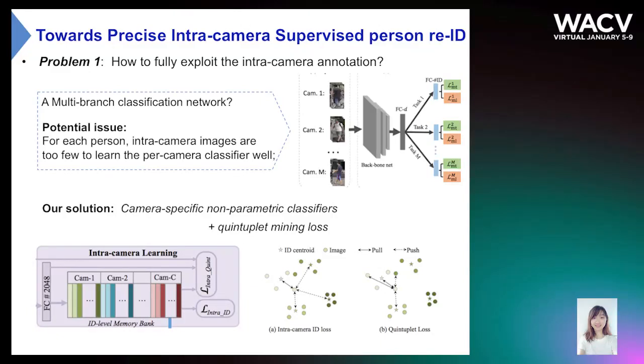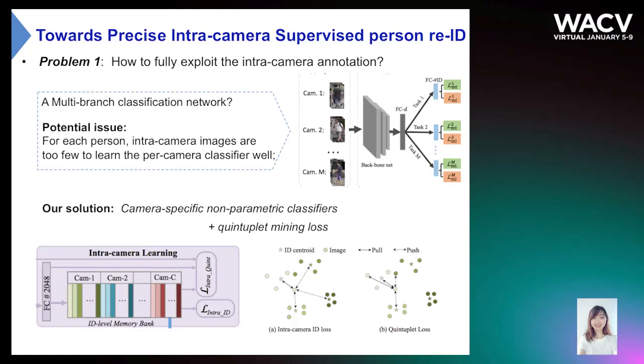Now, the first problem we need to consider is how to fully exploit intra-camera annotation. In some previous methods, a multi-branch classification network is adopted, where each branch is responsible for classification on one camera. However, the potential problem is that the number of intra-camera images for each person is very limited, and the parametric classifier may not be properly learned due to underfitting.